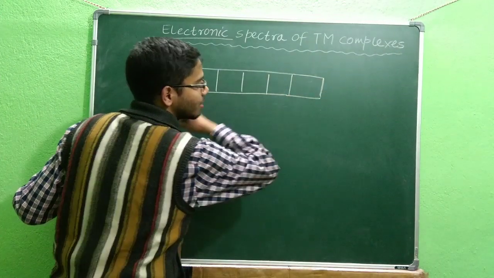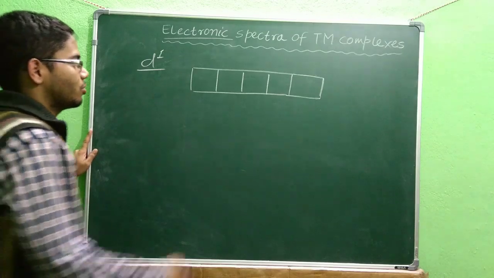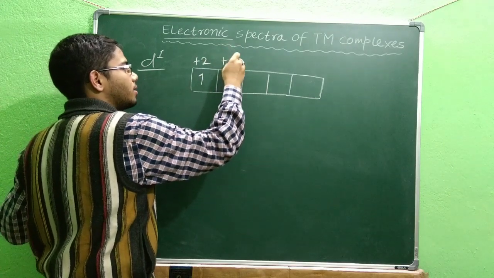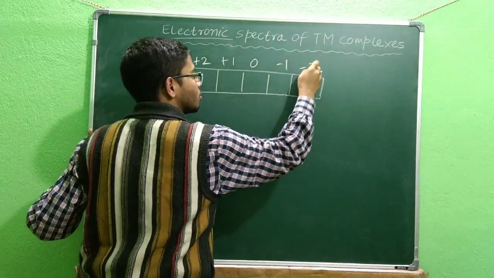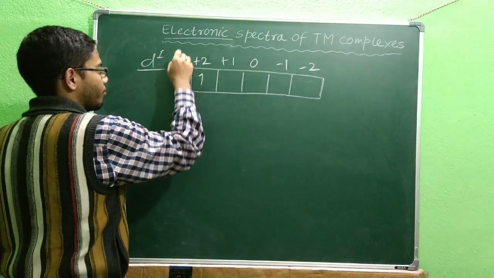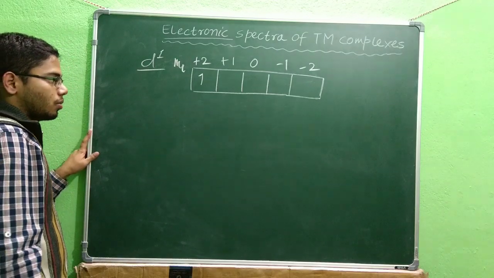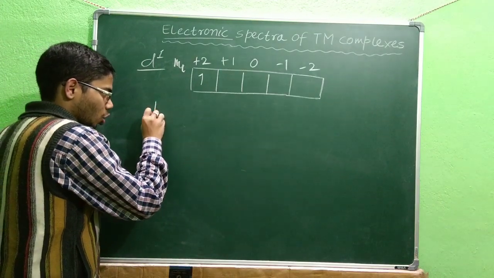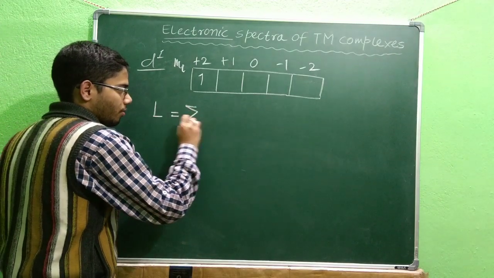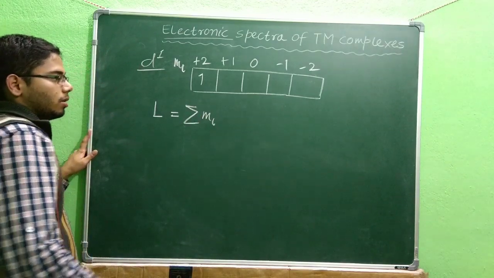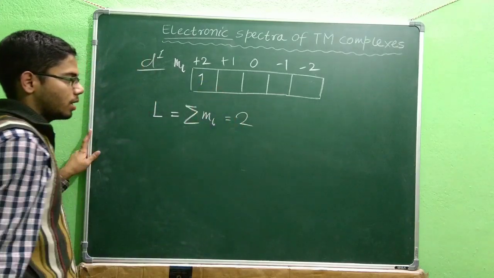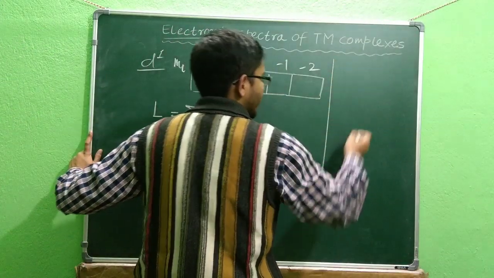Here is another row. So you have d1 over here, with +2, +1, 0, −1, −2. These are actually your ml. Your capital L will be the summation of small ml, so that will give you 2. There is only one electron.